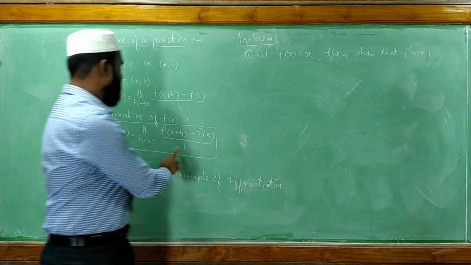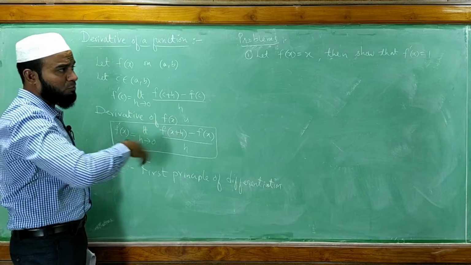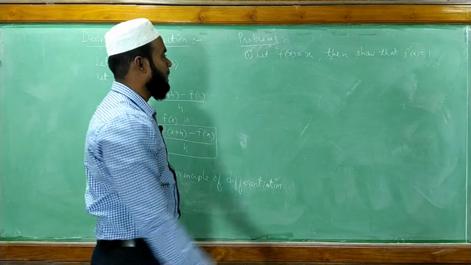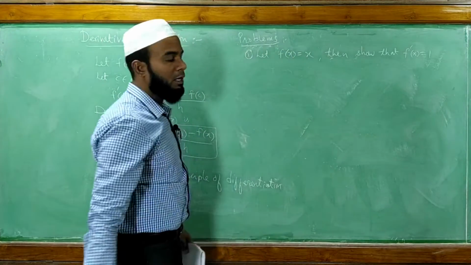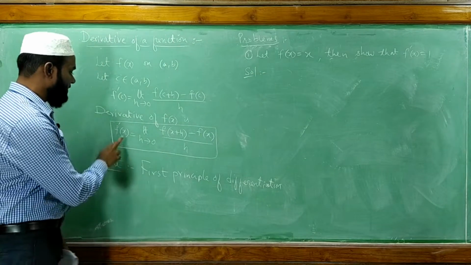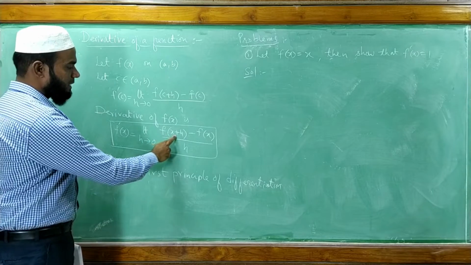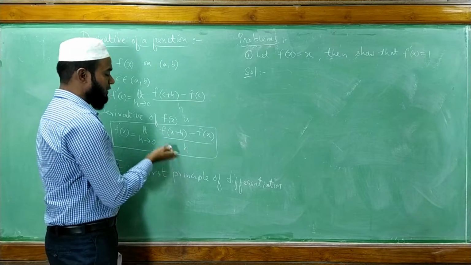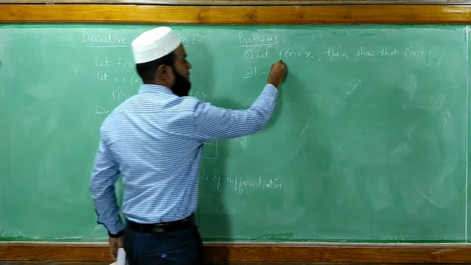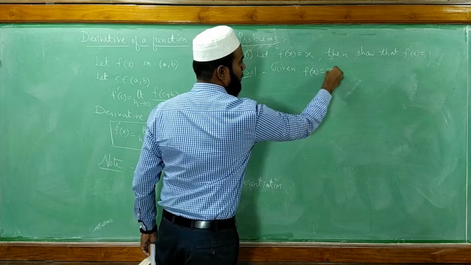So that's why we have to use this formula, f dash of x. What are we asked to find? f dash of x, and we are asked to show that f dash of x is nothing but 1. We are given f of x equals x. So, solution. What is f dash of x? f dash of x is nothing but limit h goes to 0, f of x plus h minus f of x by h. We have to use this definition. So f of x is already given, f of x equals x.